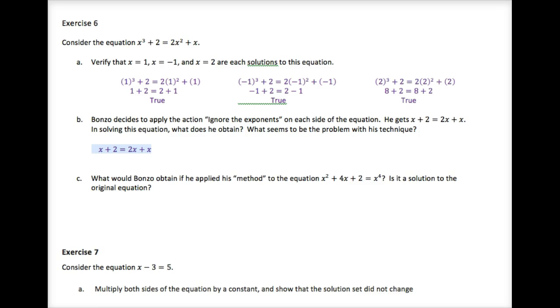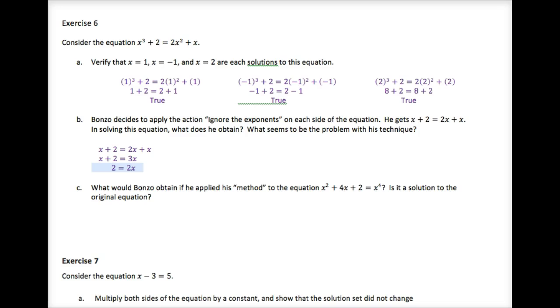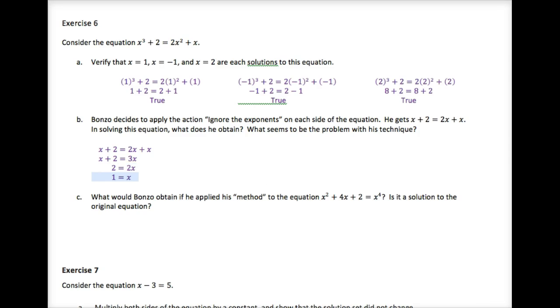First of all, the equation he has to begin with. We combine the x's on the right-hand side. x plus 2 equals 3x. We can remove one x from each side. We get 2 equals 2x. And we find out that 1 is what x is.